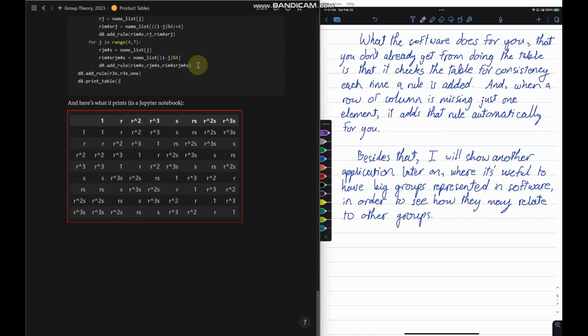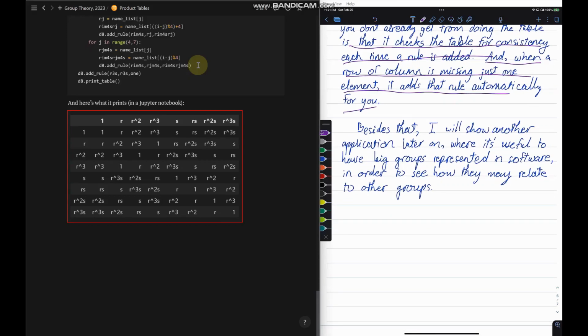For one thing, it checks consistency. So if you enter something into the table that conflicts with something somewhere else, it'll let you know, and it won't let you add that thing. And for another thing, when a row or column is missing only one thing, it'll fill in that row and column for you. Just a slight aid in entering things more quickly.